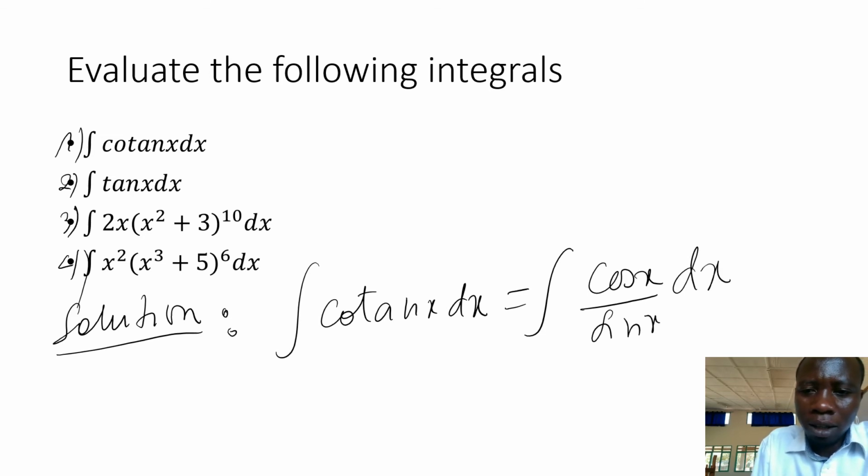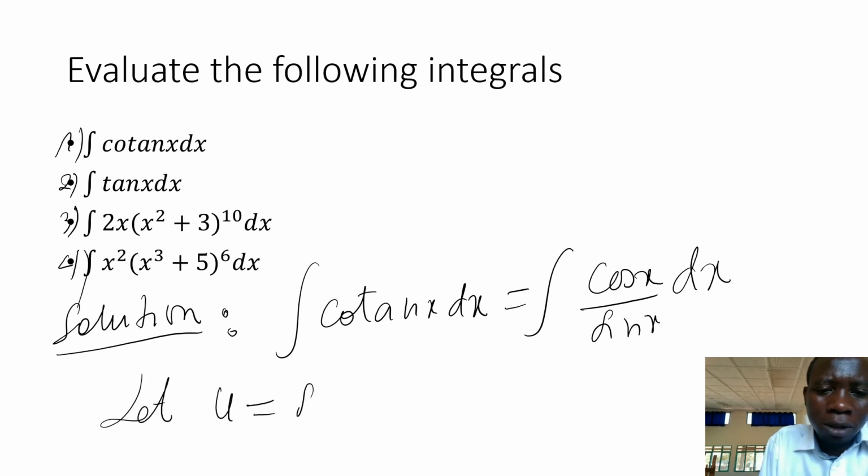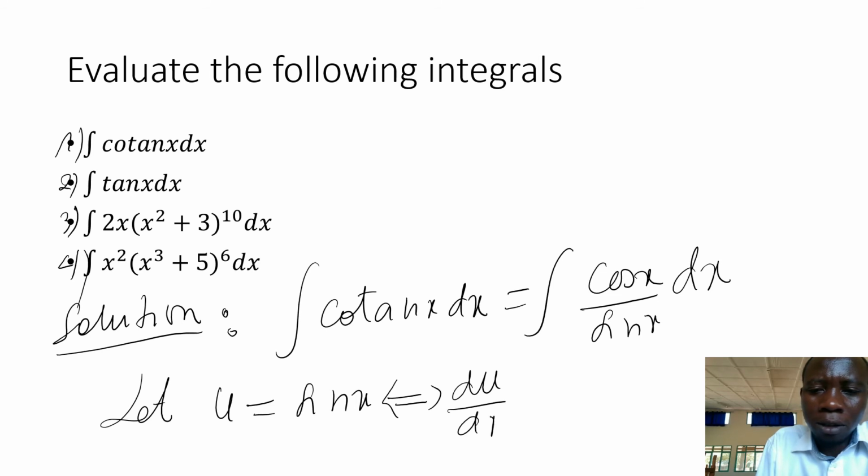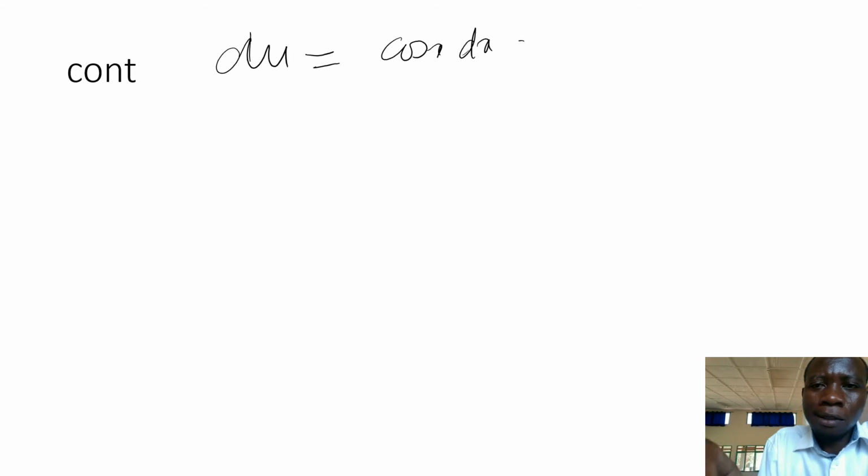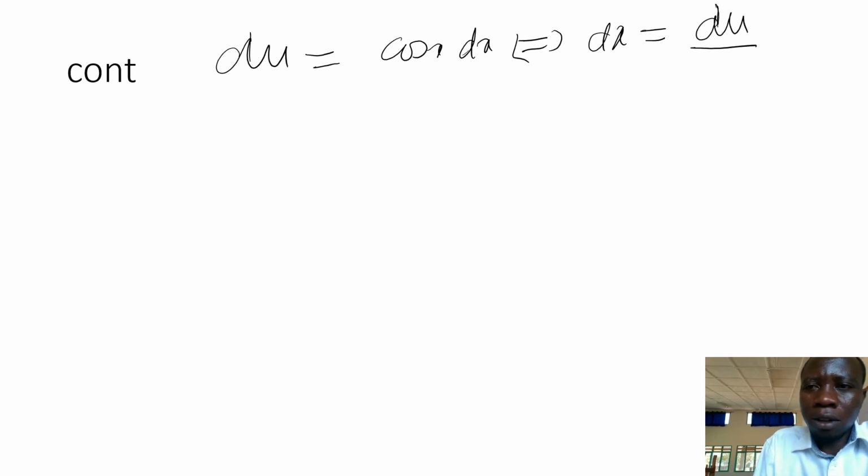As you can see here, we have a rational function. So what we do, we take this one which is on the denominator and we call it a new variable. Let u be cos x. Let's differentiate both sides with respect to x. du/dx is equal to negative sin x. du is equal to negative sin x dx. And from here, dx is equal to negative du over sin x.